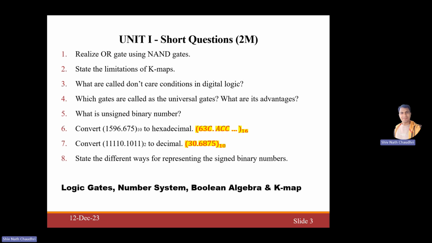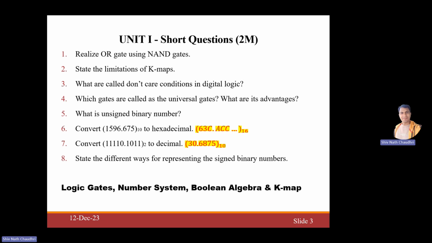The seventh question is also regarding number conversion, from binary to decimal. The eighth question asks state the different ways for representing the signed binary number. So for signed binary number, you have 3 ways to represent. The first one is sign magnitude form, the second one is ones complement form, and the third one is two's complement form. So these 8 questions were asked for 2 marks from Unit 1.